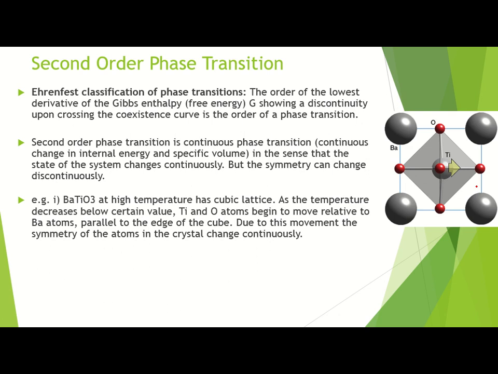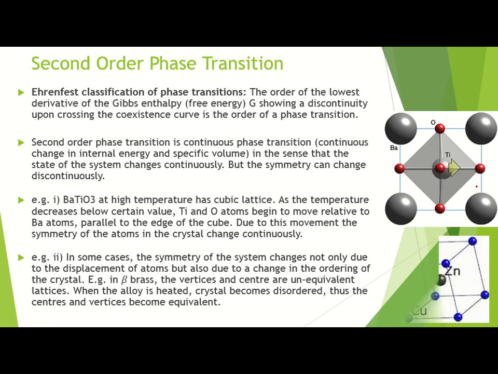So you can see that the symmetry will be disturbed because of the movement of titanium and oxygen. When it is cubic, it will have different symmetry than that after the disturbance or the distortion. So similarly, another system we look at is the brass, particularly the beta brass.